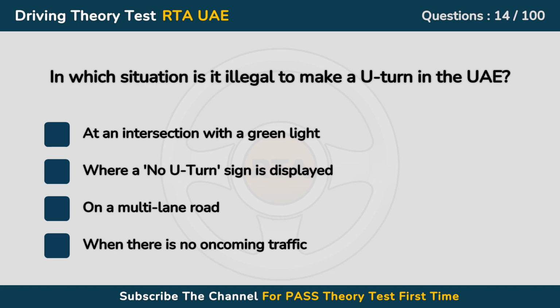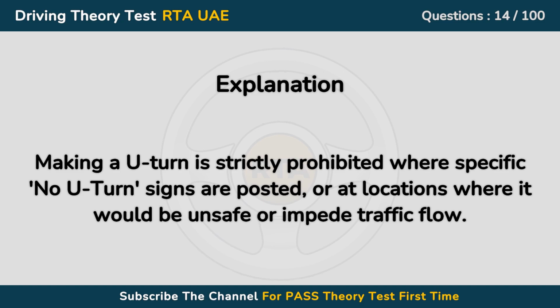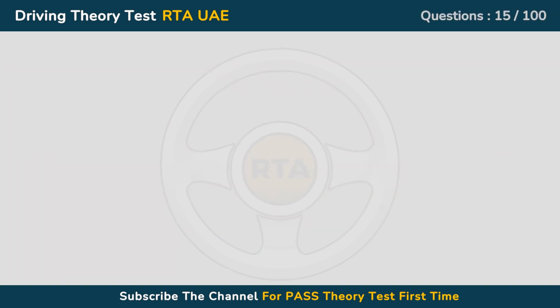Question 14. In which situation is it illegal to make a U-turn? A, at an intersection with a green light. B, where a no U-turn sign is displayed. C, on a multi-lane road. D, when there is no oncoming traffic? Answer is B, where a no U-turn sign is displayed. Making a U-turn is strictly prohibited where specific no U-turn signs are posted, or at locations where it would be unsafe or impede traffic flow.